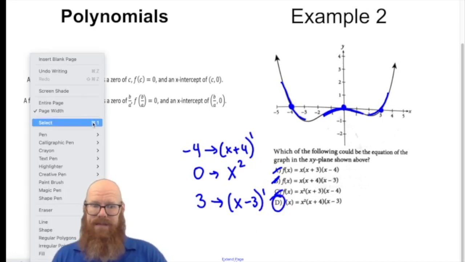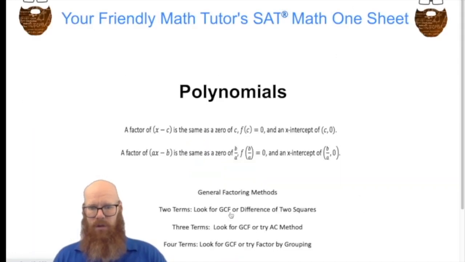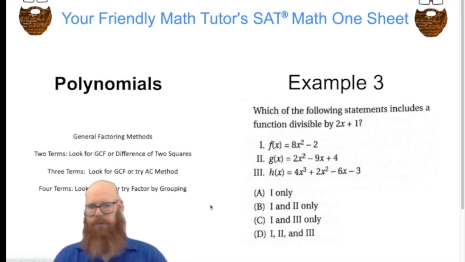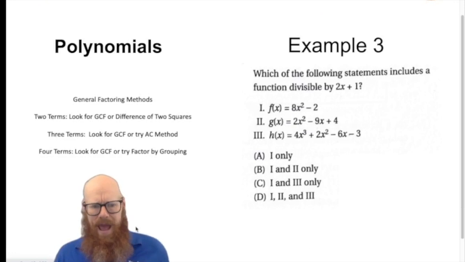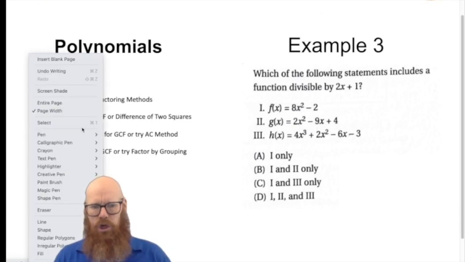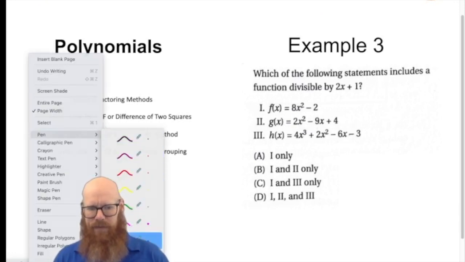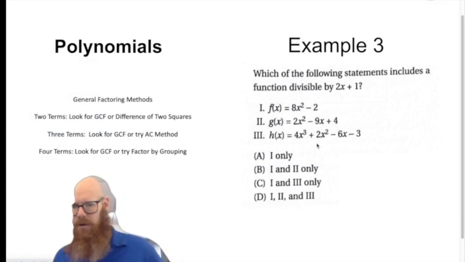All right, let's keep it moving and look at the other types of polynomial problems. Now we look at general factoring methods. In general, if you have two terms, you're going to look for a GCF or a difference of two squares.